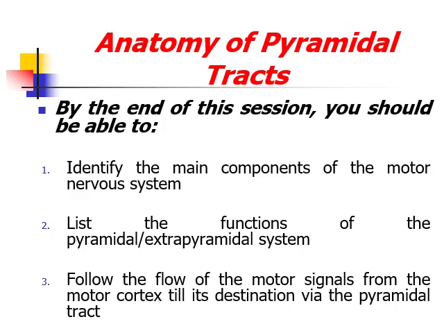By the end of this lecture, you should be able to identify the main components of the motor nervous system, list the functions of the pyramidal and extrapyramidal system. Yes, this is a lecture for the pyramidal tract, but we're going to discuss the functions of both pyramidal and extrapyramidal. And also by the end of this lecture, you should follow the flow of the motor signal from the motor cortex till its destination via the pyramidal tract till we reach the effector organ.